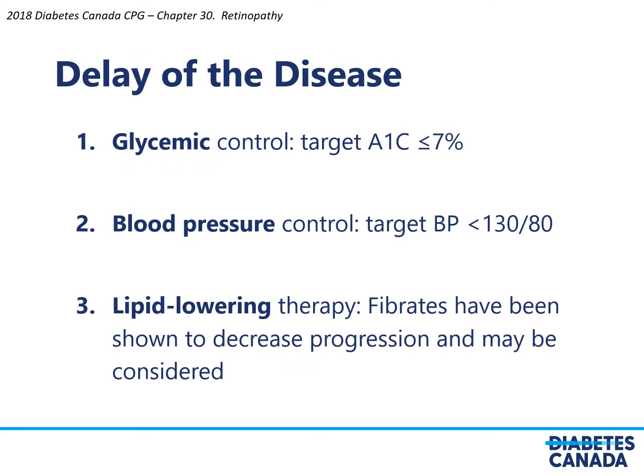What we can do to try to delay the disease is provide good glycemic control, targeting an A1C less than or equal to 7%, and it's also been shown in individuals with type 2 diabetes that targeting less than or equal to 6.5% will also further reduce the risk of retinopathy. Blood pressure should also be targeted to less than 130/80. And finally, lipid-lowering therapy may be appropriate in certain individuals, and in fact, fibrates have been shown to decrease progression and may be considered.